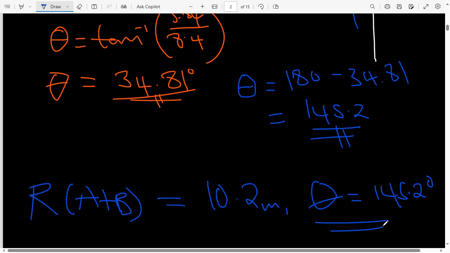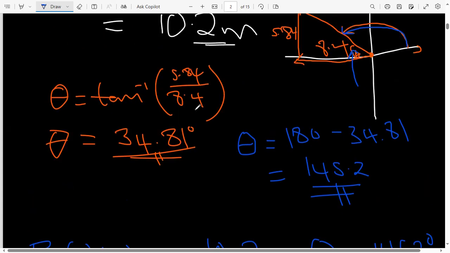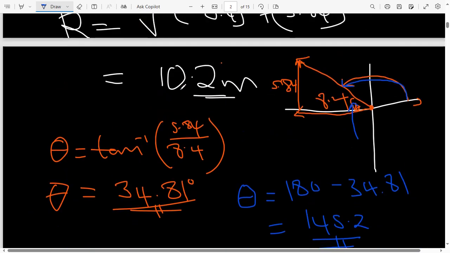I have a question. Yes. Here where you wrote tan inverse, and then in brackets 5.84 over 8.4, wasn't 8.4 having a negative? Yes, that's what I said. When you are plugging these values into this formula, always ignore the sign, because the sign, you've shown it on this diagram here.